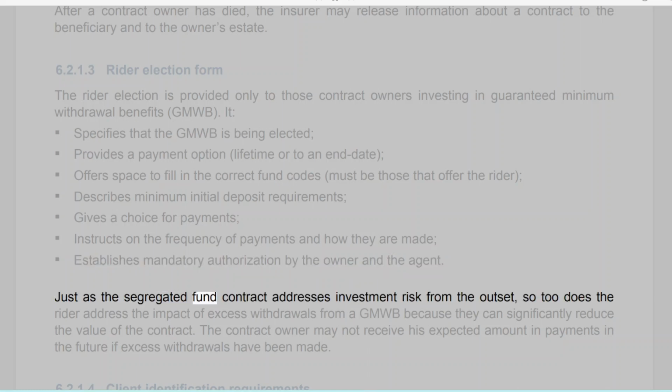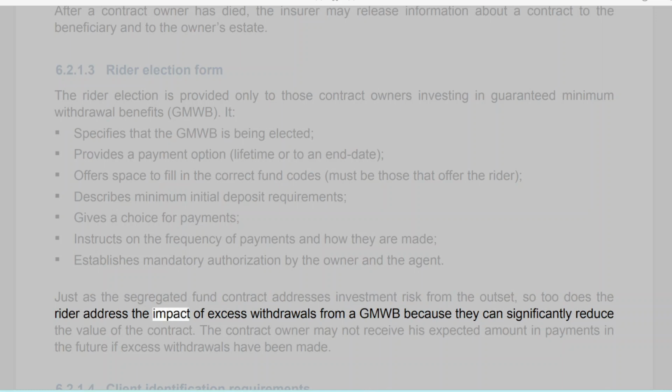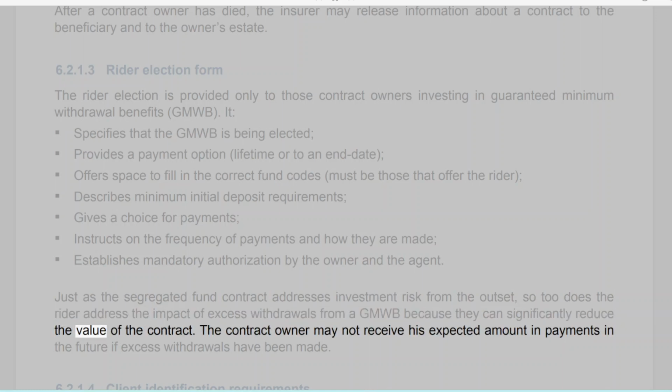Just as the segregated fund contract addresses investment risk from the outset, so too does the rider address the impact of excess withdrawals from a GMWB, because they can significantly reduce the value of the contract. The contract owner may not receive his expected amount in payments in the future if excess withdrawals have been made.